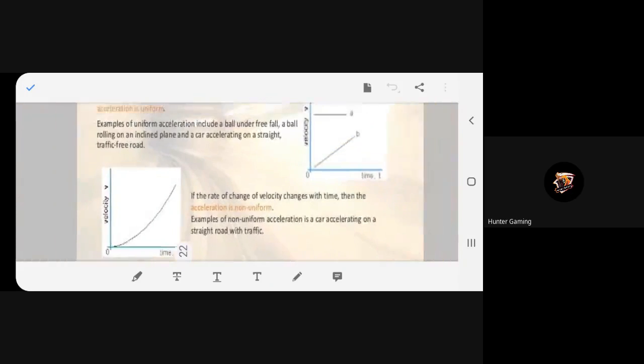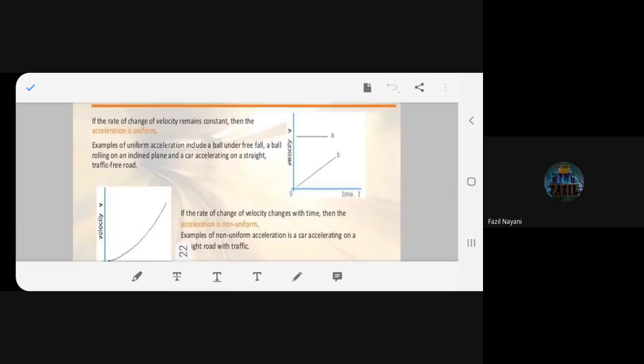Have you understood the difference between uniform acceleration and non-uniform acceleration? All of you have understood? Disha, do you have any problem? Dishan, do you have any problem? No, ma'am. Okay.